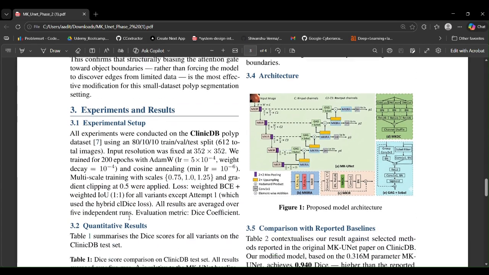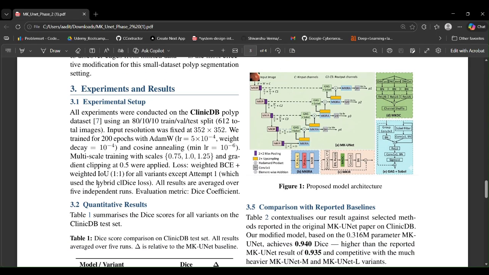So after that, these are just the experiment results, and the input resolution was 352 by 352. We have used AdamW and cosine annealing. We have also used multi-scale training and gradient clipping at 0.5. The loss was weighted BCE and weighted IoU as given by the paper. We also attempted a hybrid clDice loss, but it was not effective.